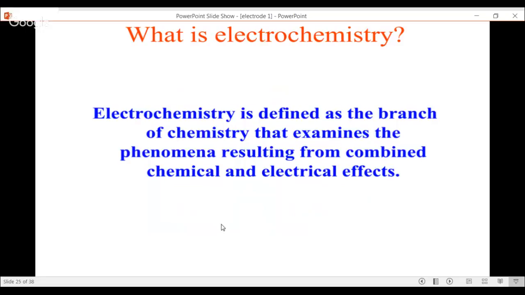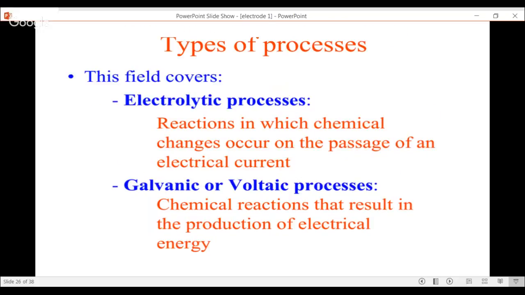Electrochemistry is defined as the branch of chemistry that examines the phenomena resulting from combined chemical and electrical effects. The electrons are combining them. This field covers electrolytic processes. We are going to see what is meant by electrolytic processes: reactions in which chemical changes occur on the passage of an electrical current. Electrolysis. For example, if we take two inert electrodes, two platinum wires, in an aqueous solution, then hydrogen and oxygen will be evolved. We will see what an inert electrode is a little later.